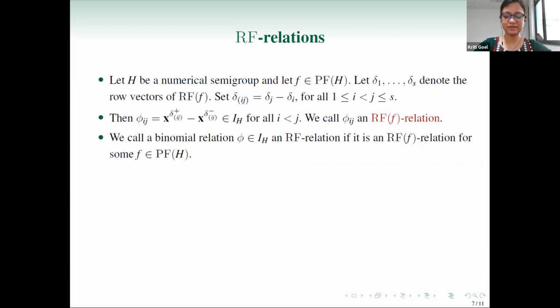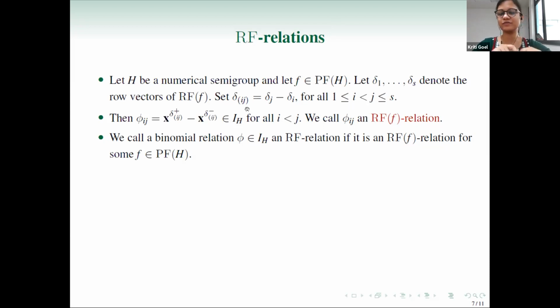Okay, so there's, of course, another way of connecting Row-Factorization matrices with the defining ideal. This is via certain binomials, which we call RF relations. So that's how we define them. Let's say we have this numerical semigroup H, and we have a pseudo-Frobenius number F. To the pseudo-Frobenius number, we have associated a Row-Factorization matrix, which is an S cross S matrix. Let delta 1 up till delta S denote the row vectors of this matrix. By delta ij, we denote the difference of two row vectors, delta j and delta i.